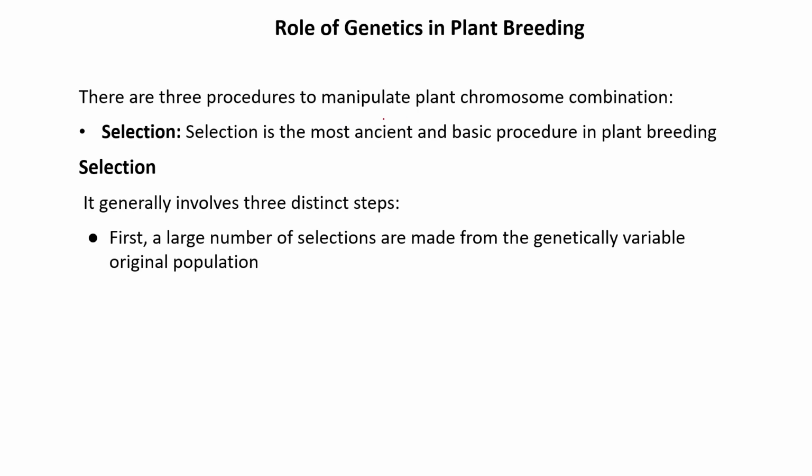There are three procedures to manipulate the plant chromosome combination. The first one is selection. Selection is the most ancient and basic procedure in plant breeding. Generally, it involves three different steps. What are these steps? First, a large number of selections are made from the genetically variable original population. So from the original population, we have to select a large number of genetically variable plants or the desirable plants.